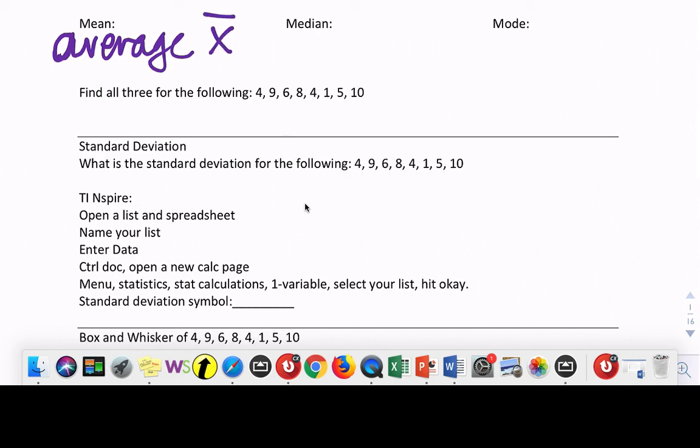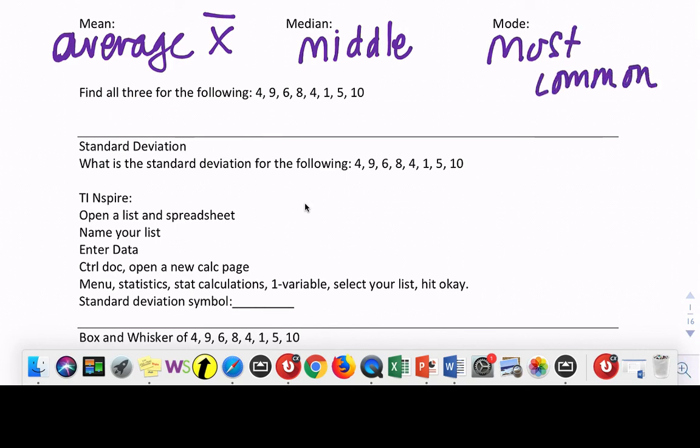So you might see it written like this. X bar is the average. Median is the middle term. If there's two numbers in the middle, you can add them up and divide by how many there are. Mode is the thing that's the most common. You can have one mode, you can have more than one mode, and sometimes there's no mode.